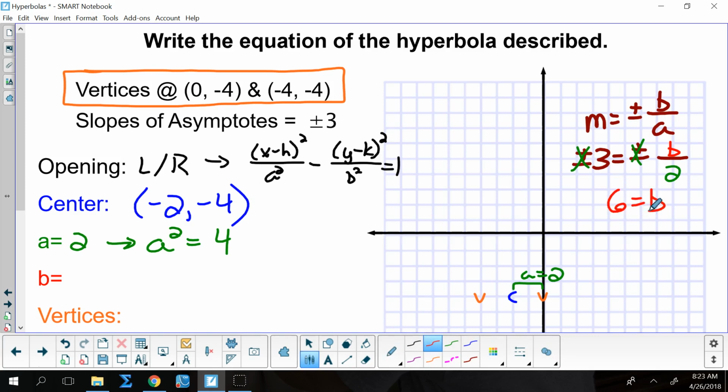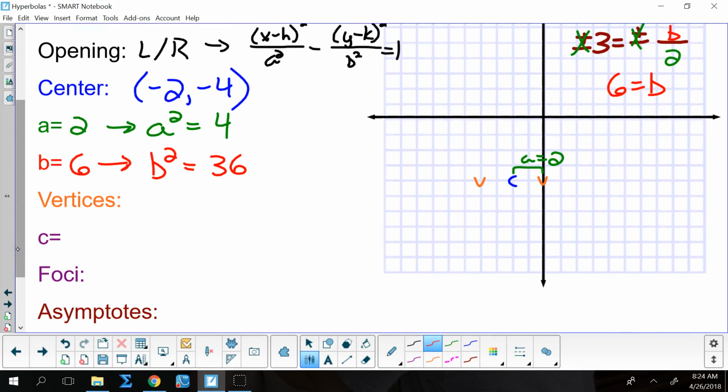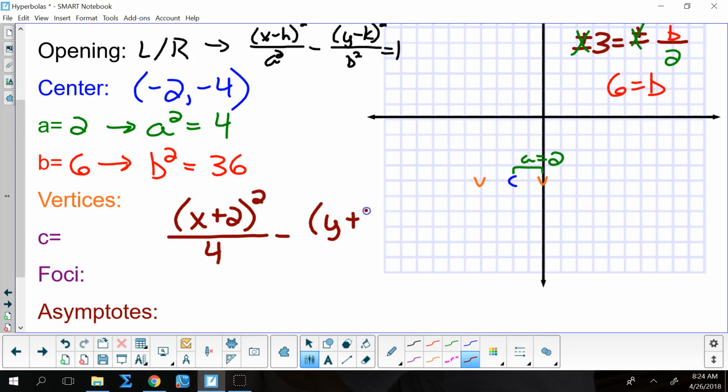So 6 is B. So if B is 6, then B squared is 36. Do I have enough information now to write the equation? Yes, I do. So the equation of this hyperbola is x minus -2 all over 4 minus y minus -4 all over 36 equals 1.